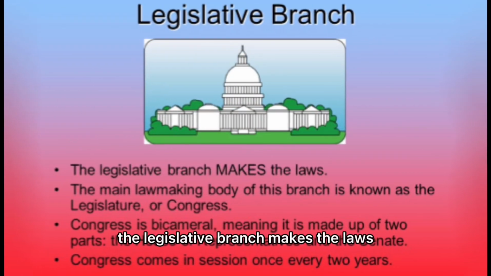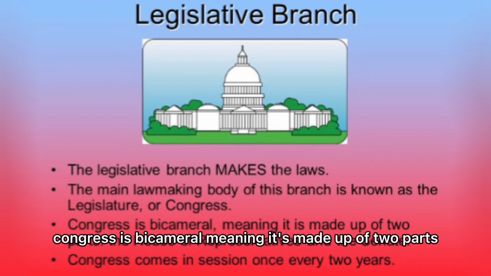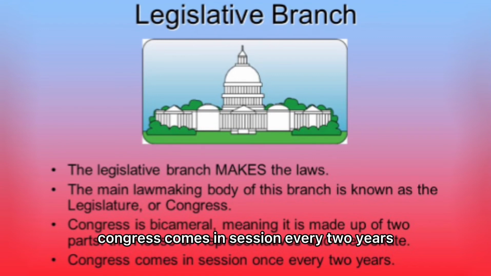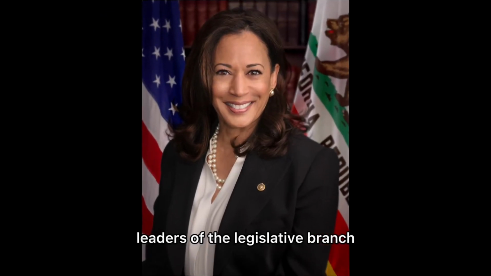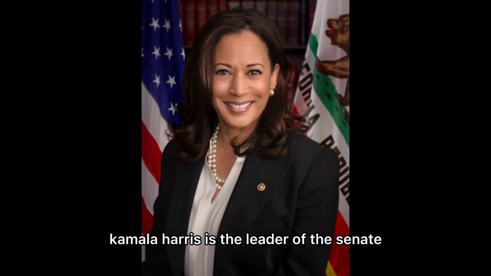Legislative branch. The legislative branch makes the laws. The main lawmaking body of this branch is known as the legislature or Congress. Congress is bicameral, meaning it's made up of 2 parts, the House of Representatives and the Senate. Congress comes in session every 2 years. Leaders of the legislative branch. The Vice President of the United States, Kamala Harris, is the leader of the Senate.